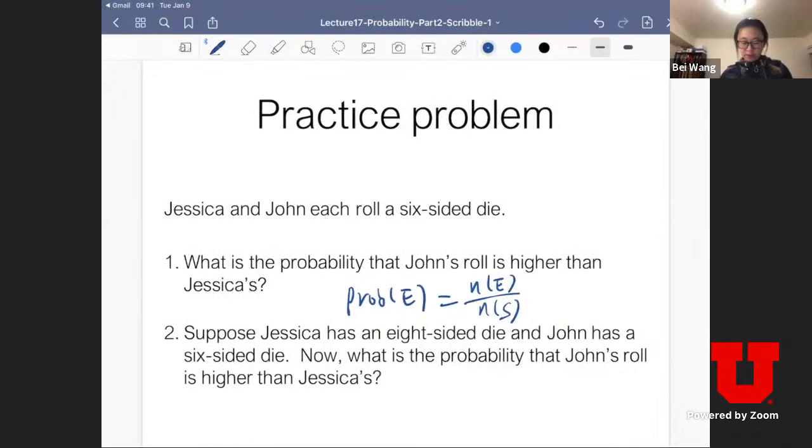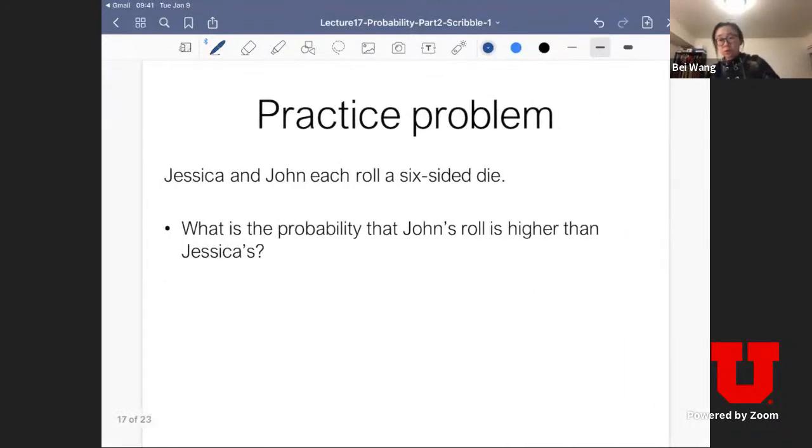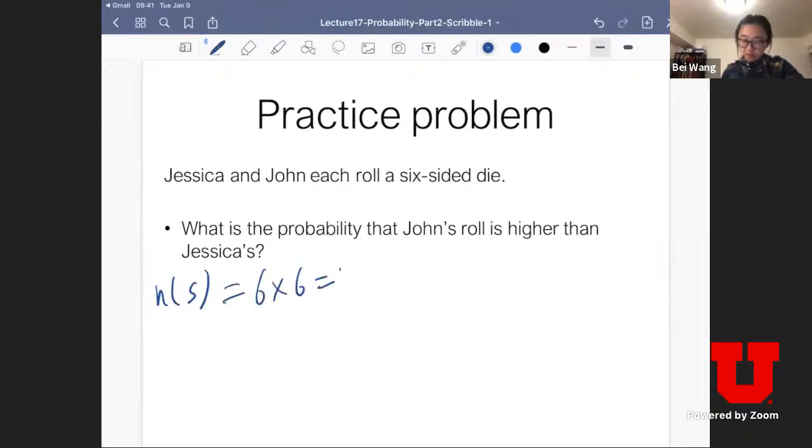So let's look at these 2 questions separately. What is the probability of John's roll being higher than Jessica's? I can enumerate this, but let's first look at the size of my sample space. They each have a 6-sided die, and each die has 6 choices. So the total is 6 times 6, so there are 36 possible outcomes. That means Jessica chooses among 6 numbers, and John chooses among 6 numbers.